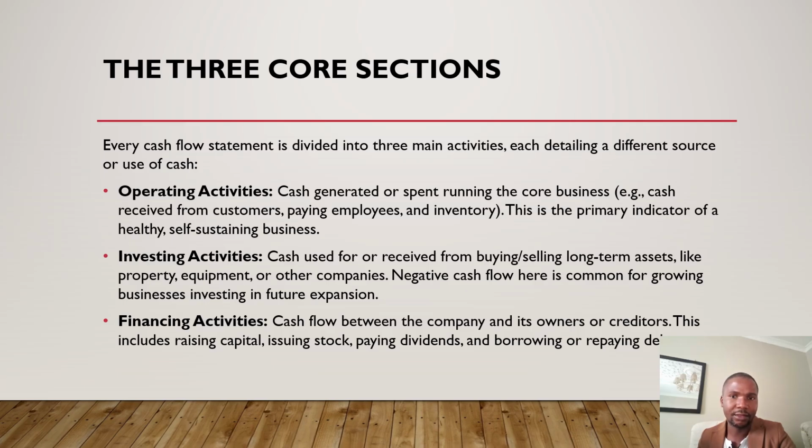Okay, so we're going back to the theme where we were explaining that this simply shows where the money came from and what will be used for. So it can either come from owners in the form of buying ownership in the business, or creditors giving credit to the business. So this includes raising capital, issuing of stock, paying of dividends, and borrowing or repaying debt. So all these are financing activities.